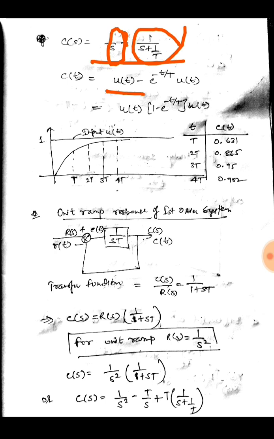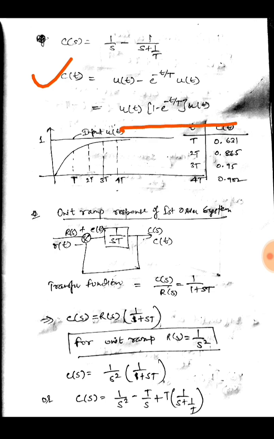So in this we get e raised to power minus t, a is 1 by t. So e raised to power minus t by t into u(t). So this is how I can get the output in time domain using inverse Laplace transform. So taking u(t) common, I get u(t) into 1 minus e raised to power minus t by T, u(t). So this is our response or the output for the unit step.